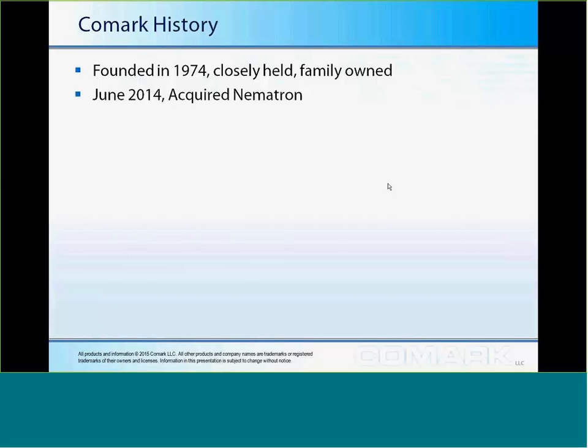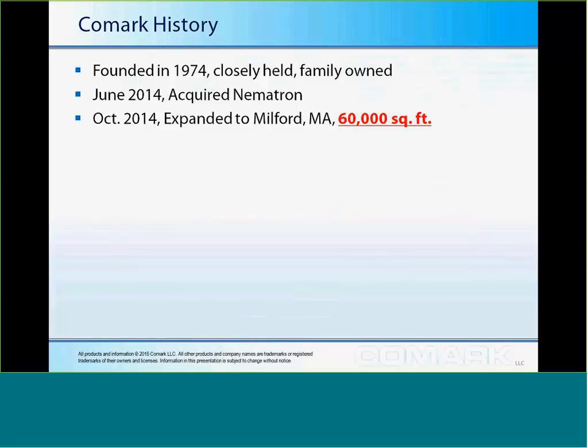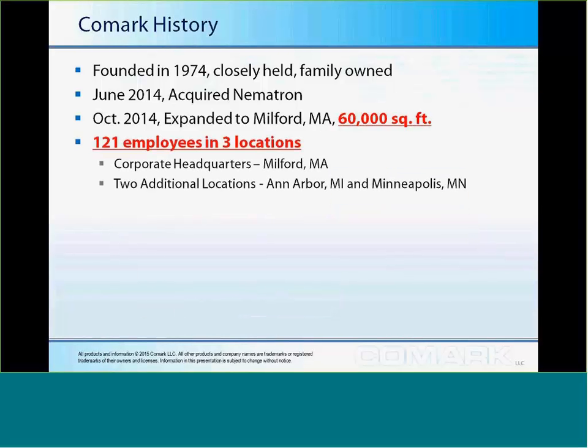Corporate overview. Comark was founded in 1974. It was a family-owned business concentrated mostly on custom assemblies. In June 2014, they acquired Nematron and me. In October 2014, they expanded to Milford, Massachusetts, and they're in a 60,000 square foot facility. As it is now, we have 121 employees in 3 locations. We have 2 additional locations, one here in Ann Arbor and one in Minneapolis, Minnesota.